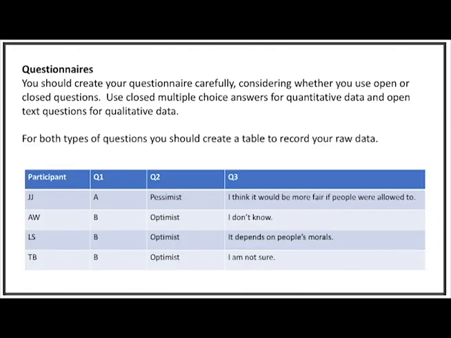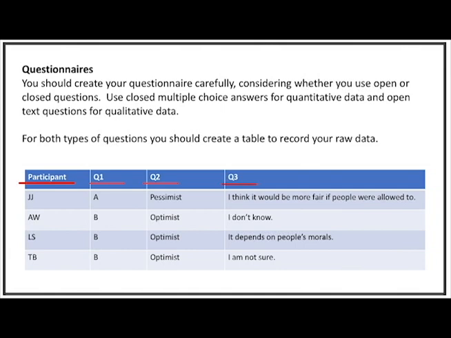In this example, our researcher is using a questionnaire with just 3 questions. Remember, this is a pilot study, so keeping it simple like this is a good idea. Let's say this researcher is looking at any differences in opinion on a topic, depending if the participant is an optimist or a pessimist. This table records the response to each question by each participant.